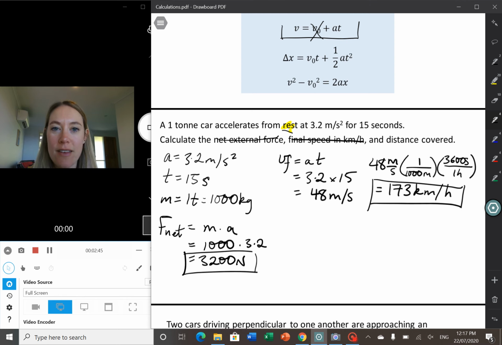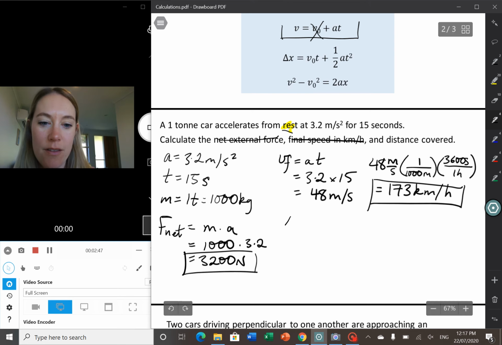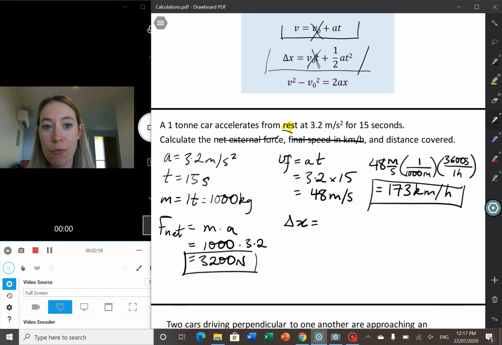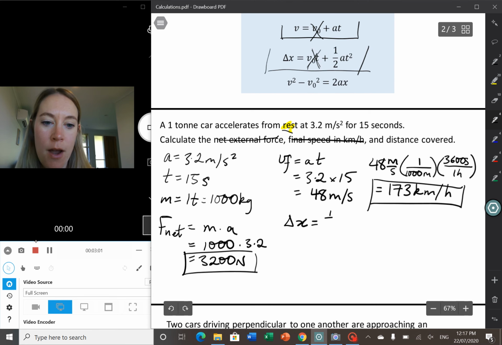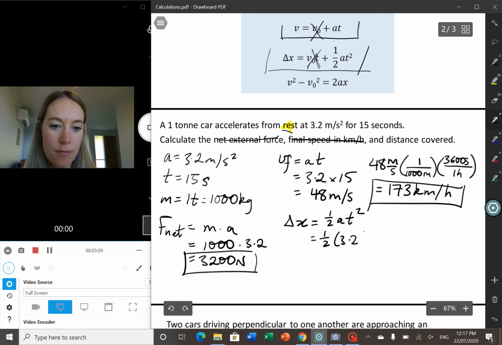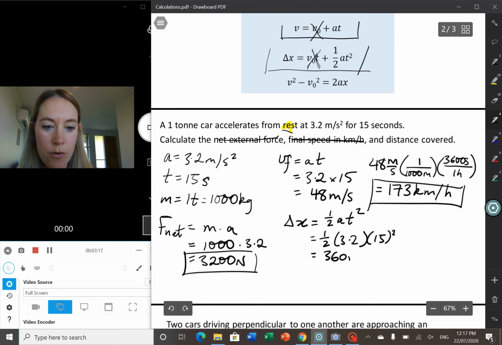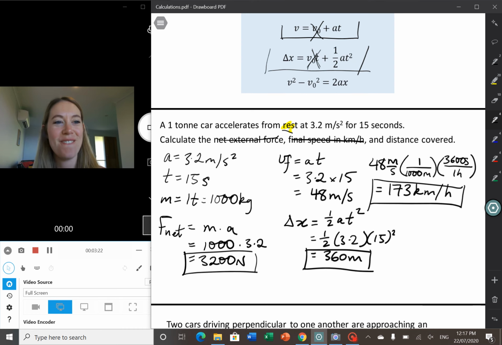And lucky last, the distance covered. And I can see here that I can use this formula. Again, initial velocity is 0 because the car's accelerating from rest, so that's just going to be half acceleration times time squared. Which is equal to 360 meters. Cool.